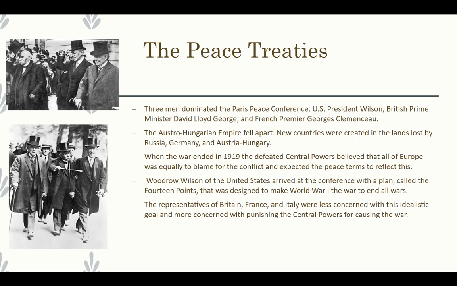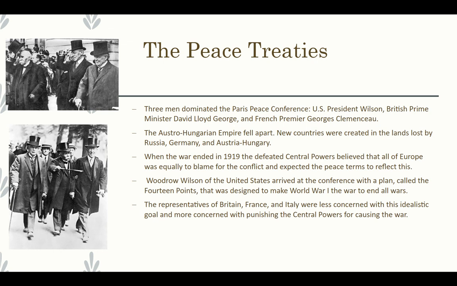When the war ended in 1919, the defeated Central Powers believed that all of Europe was equally to blame for the conflict and expected the peace terms to reflect this. But when negotiations began at the Paris Peace Conference of 1919, it quickly became clear that the victors felt differently. The Allied negotiations were dominated by the US, Britain, France, and Italy.